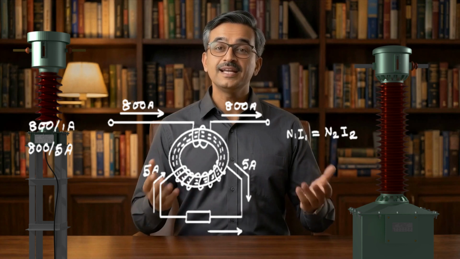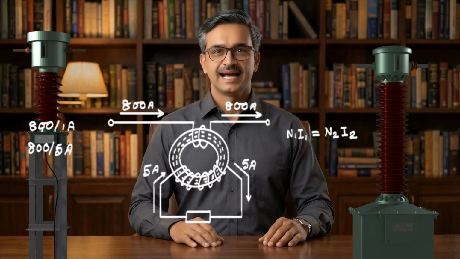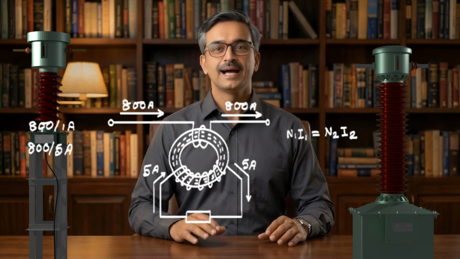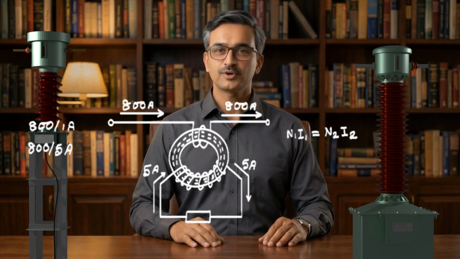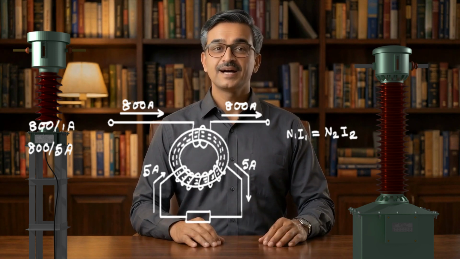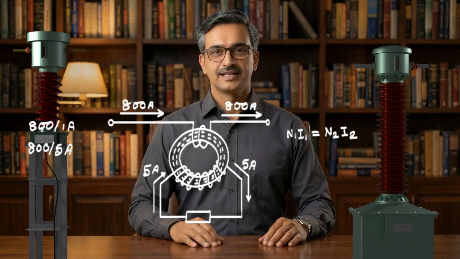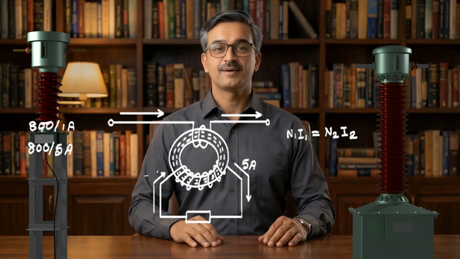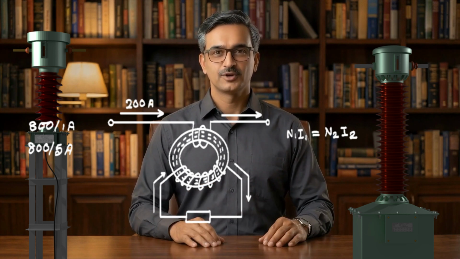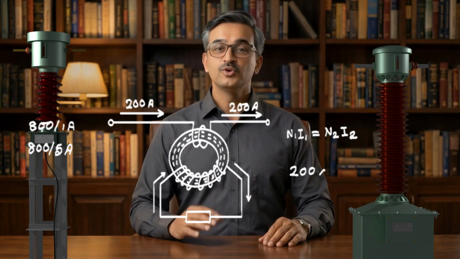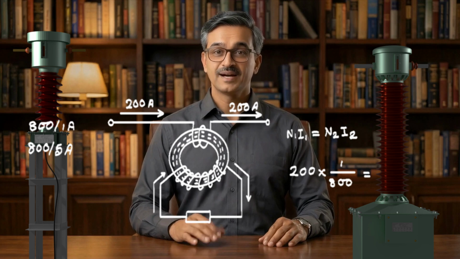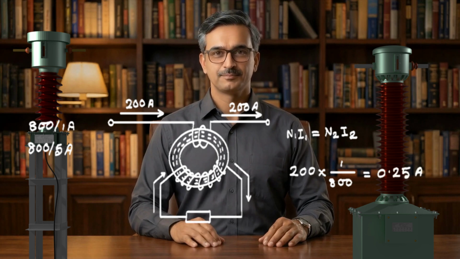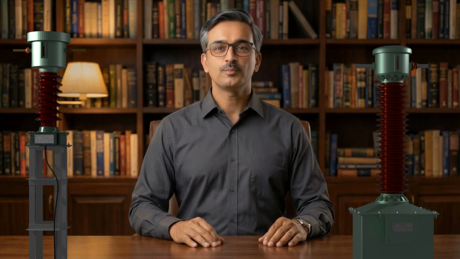In the metering circuit, that 5 amperes will be calibrated to represent 800 amperes. Also, the protection relay senses this scaled value and interprets it accordingly. Now in that case, if 200 amperes flows instead of 800 amperes, then as per the transformation ratio, 200 times 1/800 equals 0.25 amperes will flow through the secondary circuit of the CT for an 800/1 CT. Hope you got the idea.